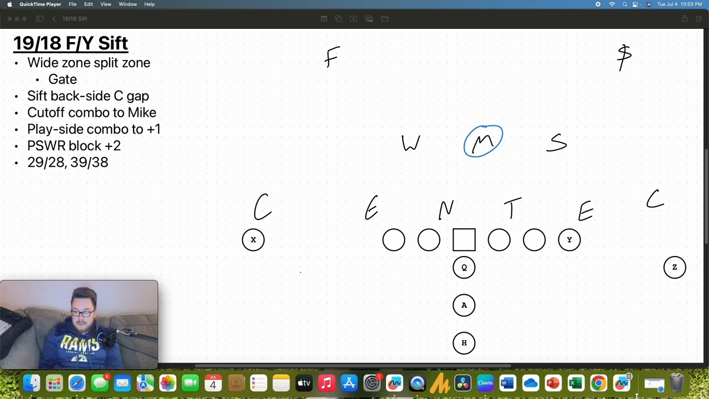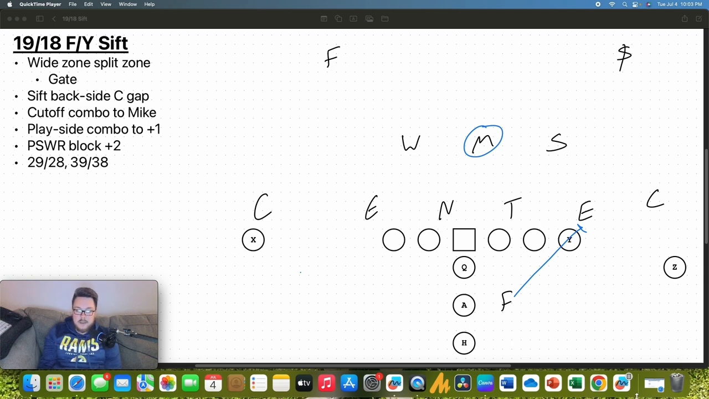And it really depends, I think, on that backside edge defender. If he's quick, then you probably want to align him backside. So if we're running 19 here, we could put the fullback backside, but he'd be strong here, and he would be able to get a clean block that way.